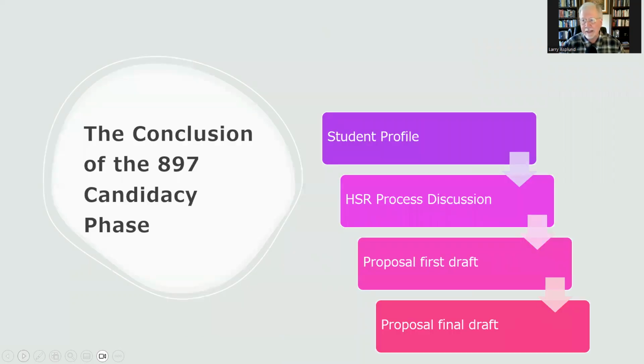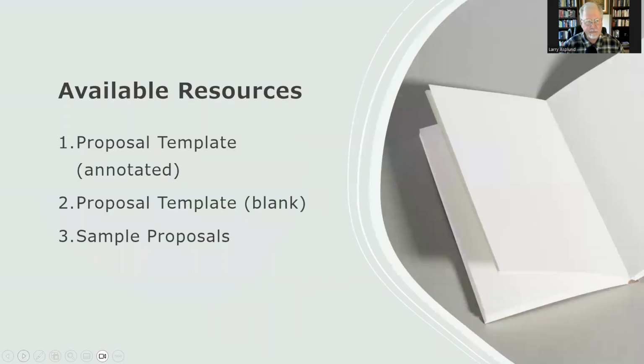As you know, our pathway to the conclusion of 897 included a student profile. It included last week the HSR process discussion, your last graded group assignment. Then there was your proposal first draft. And of course, the object was ultimately to get to your proposal final draft. I have at least 8 of you that are going to be submitting a final draft to Dr. Flynn. So what a great class this has been.